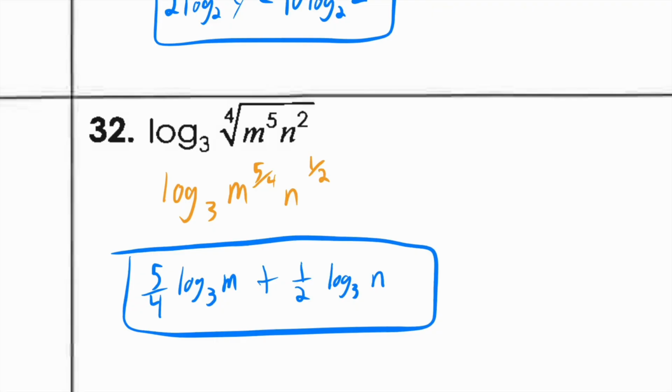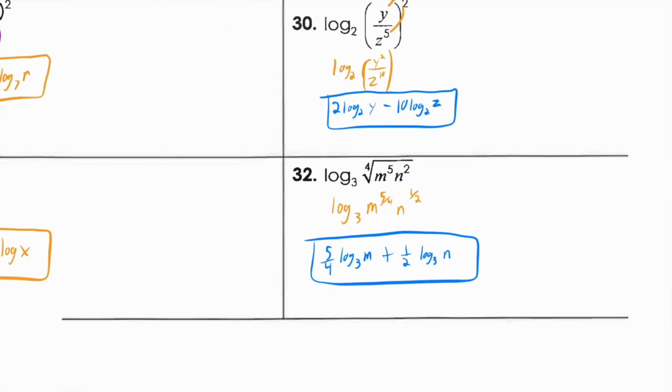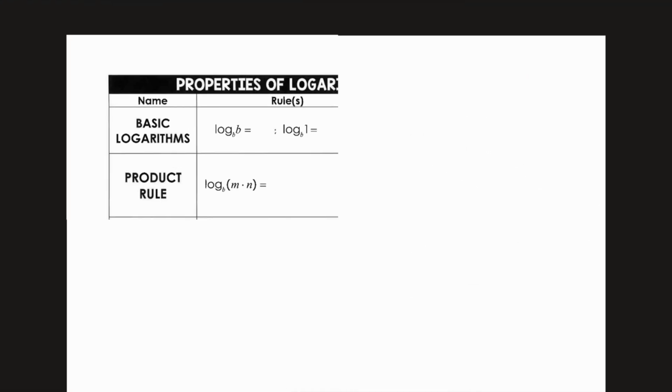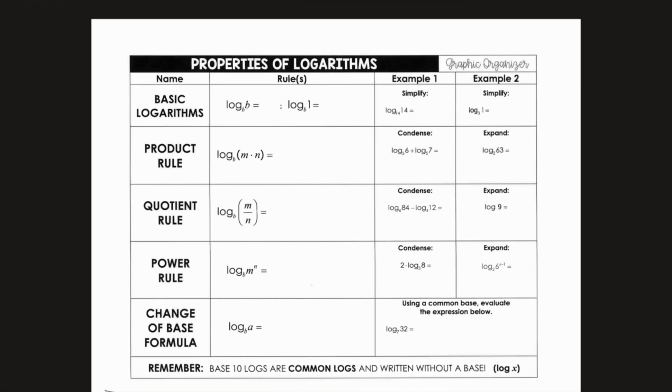And now for a nice little graphic organizer. So this will cover all of the main things we covered today: the basic logarithm, the product rule, the quotient rule, the power rule, the change of base formula, and then what common logarithms are, that it's just base 10. You just don't see it. And then some examples of each so we can actually see what's going on.